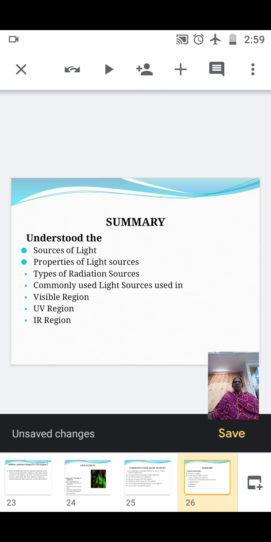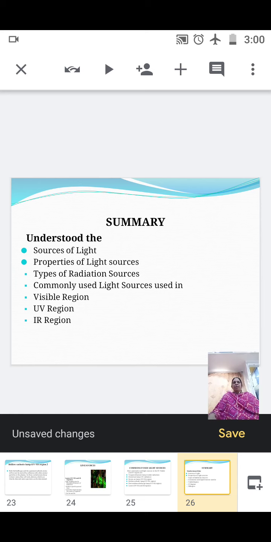Lasers are nothing but light amplification by stimulated emission of radiation. They produce specific spectral lines used when a high intensity line source is required, and they can be used in all three regions: the visible region, the ultraviolet region, and the infrared region.